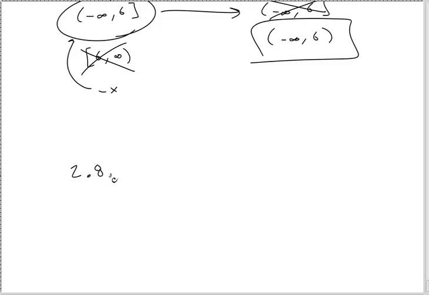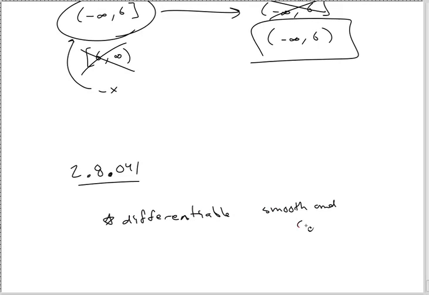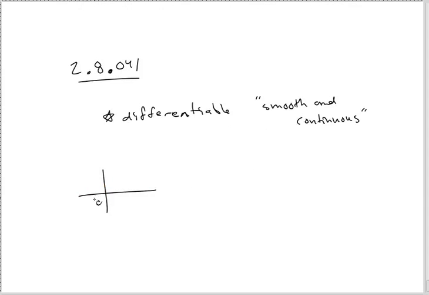So, 28041, I have here. Differentiable is when a graph is smooth and continuous. Smooth and continuous. That is my default answer. And so something kind of like this. Okay. Something kind of like this here. See how they're smooth and continuous.